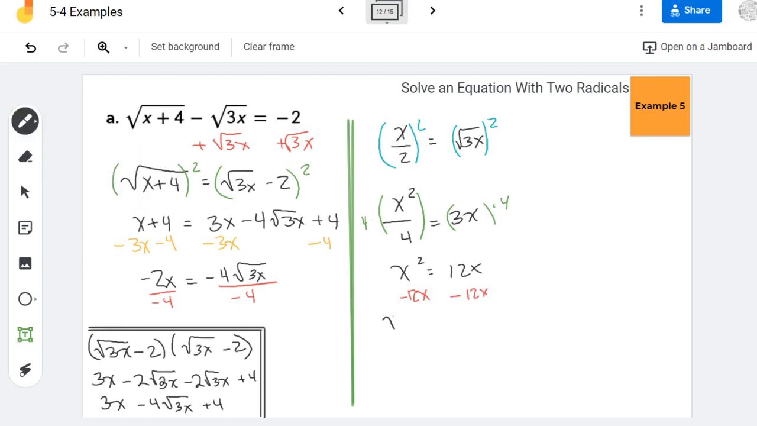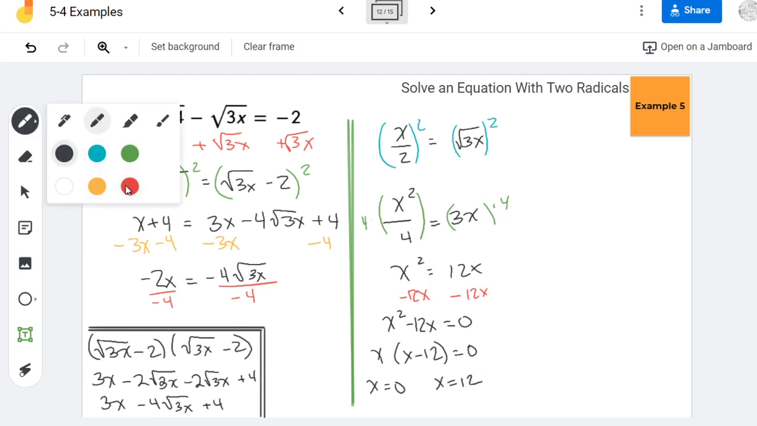We're almost there, y'all. I know this is quite a process. Now remember, this is nice to factor, right? There's no c term, so I'm just going to pull an x out. So my possible solutions are 0 and 12, and those are what I'm going to check in my check step.